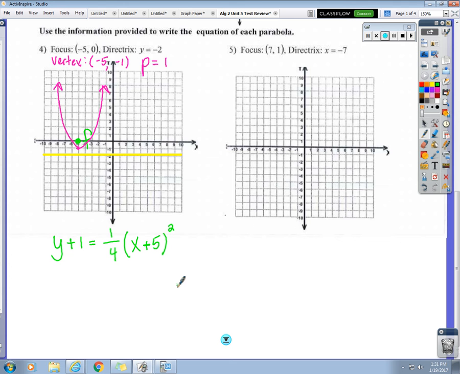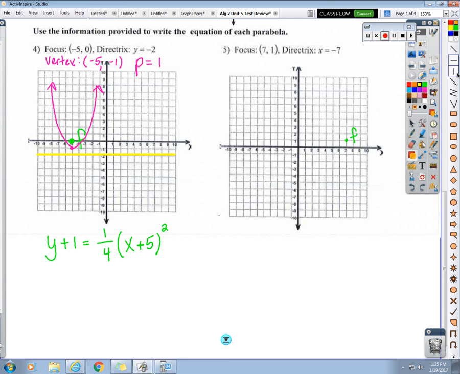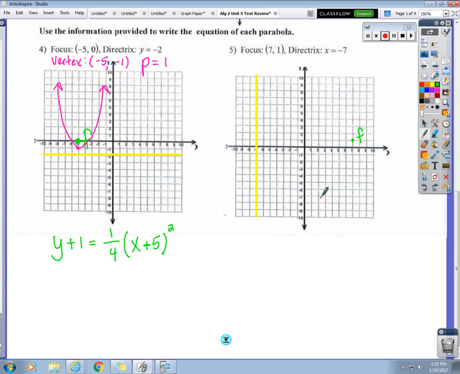Okay, why don't you take a minute before I just do it with you to try number 5 by yourself. Okay, number 5, we have a focus of 7, 1, so right 7 up 1, and I'm going to label that F for focus. We have a directrix line, x equals -7. For a line to go through the x-axis at -7, what kind of line does it have to be? Vertical. See how this line goes through the x at -7? So it's a vertical directrix, which means when we start doing the equation, we'll do the one that starts with x minus h.